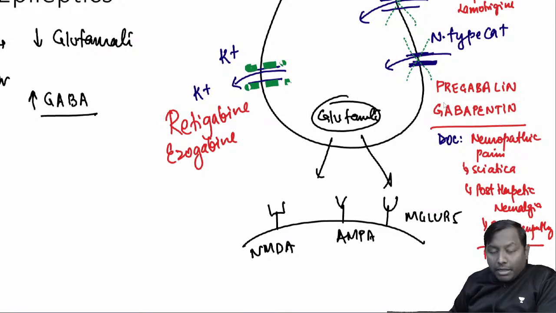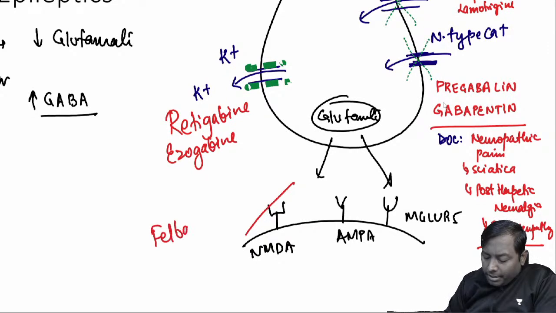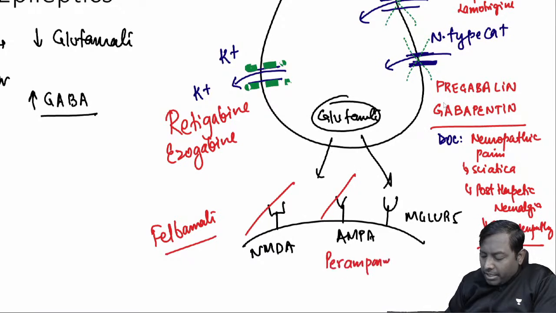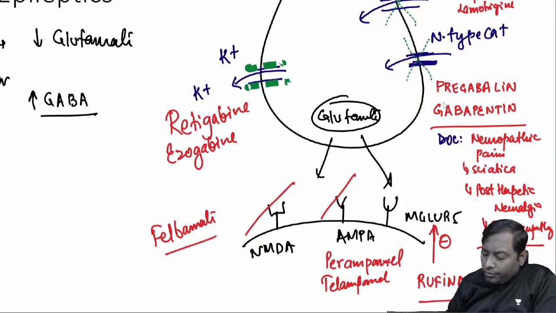Then we are left with the NMDA blockers and other receptor blockers that we can use. Definitely we can block them. For example, if I talk about an NMDA blocker, what is the name of the drug? That will be your felbamate. AMPA blocker will be your perampanel, right? Perampanel. mGluR5 receptor blocker will be your rufinamide. Okay, rufinamide, that is the mGluR5 receptor blocker.